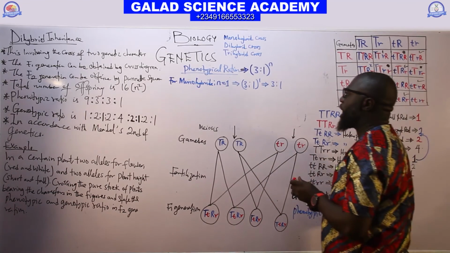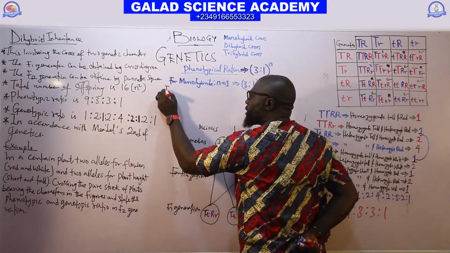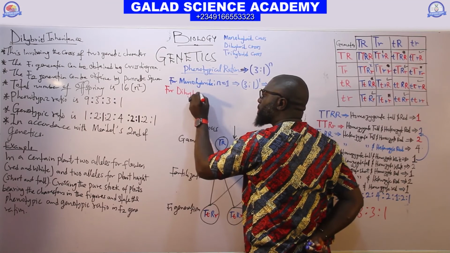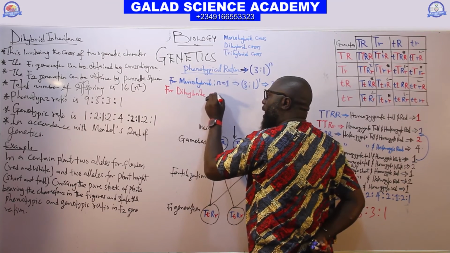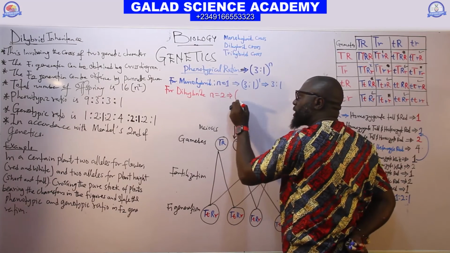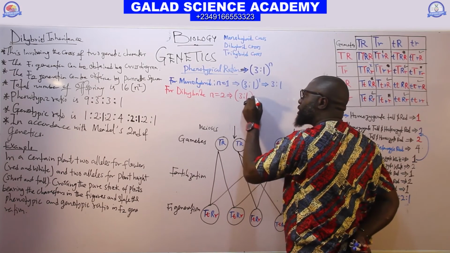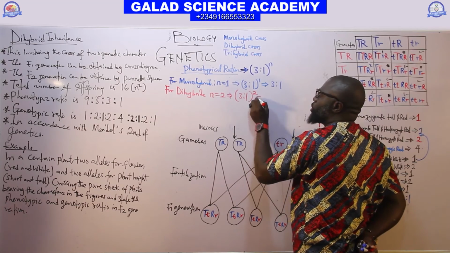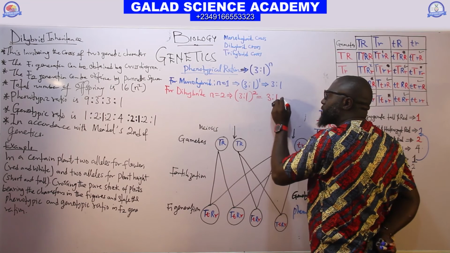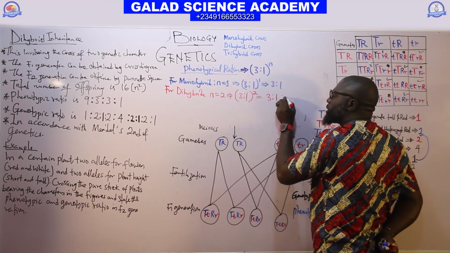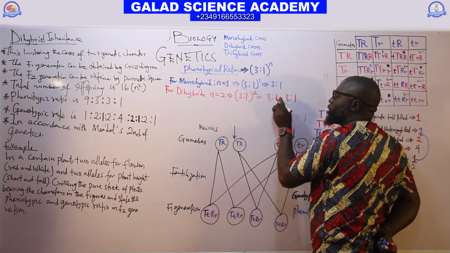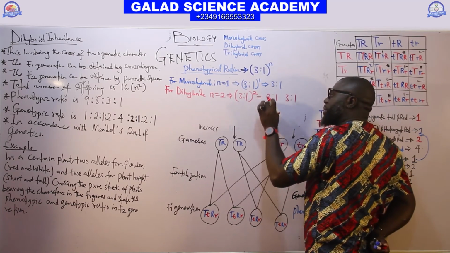But if we have dihybrid, our N is equal to 2. What is the phenotypic ratio? It will be 3:1 exponential 2. You now have 3:1 into 3:1. We will multiply everything you have here by this.